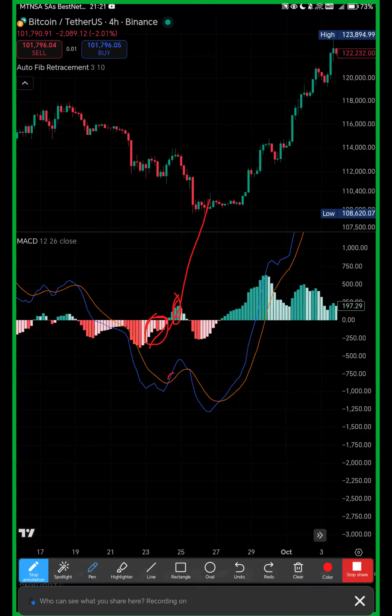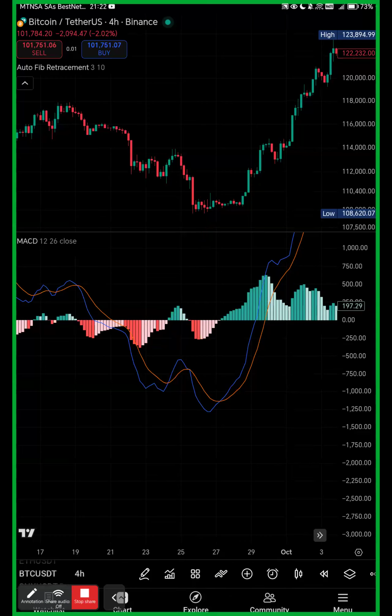You can see that there was a crossover here. For this to be indicated, there was a crossover here. I don't know if this makes sense.